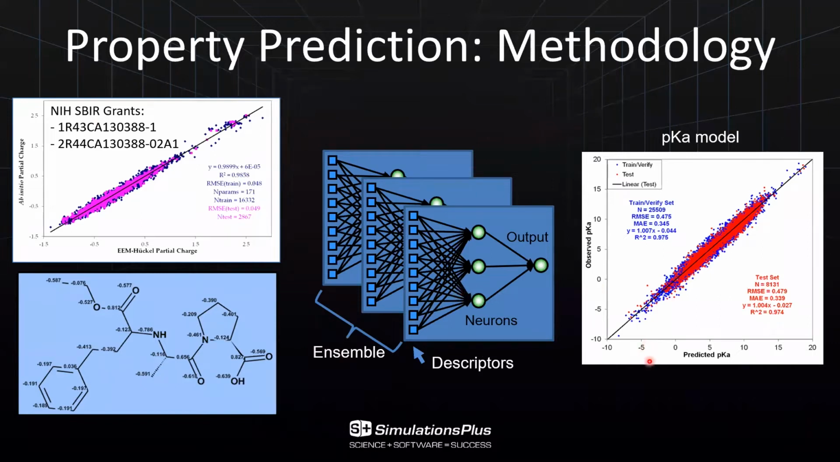This plot shows the performance, predicted versus observed, of our pKa model, which has been ranked as the number one QSAR-based pKa model in a number of recent challenges. The user manual has these types of performance plots for all of our models.